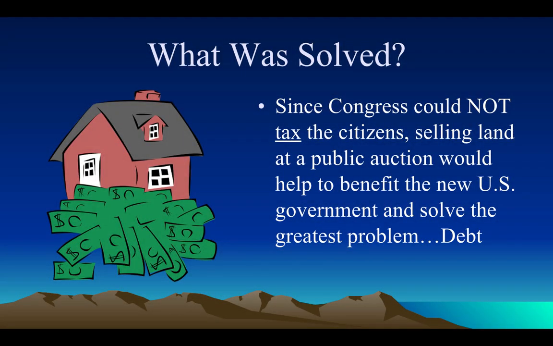So through this, we have a question of what was solved. Since Congress could not tax the citizens, selling land at a public auction would help to benefit the new United States government and solve the greatest problem that they faced at the time, which was this huge debt after the American Revolution.